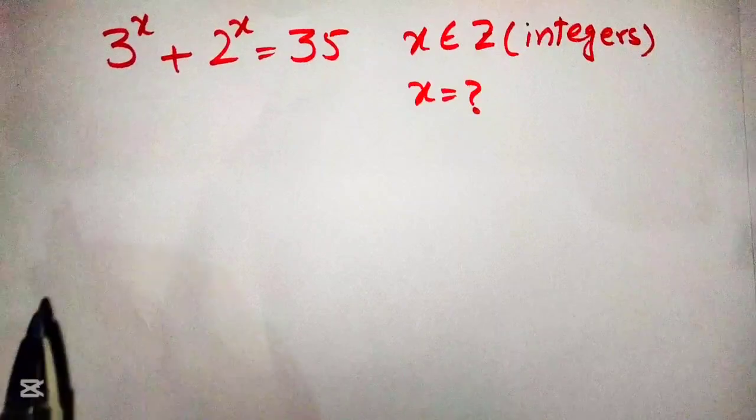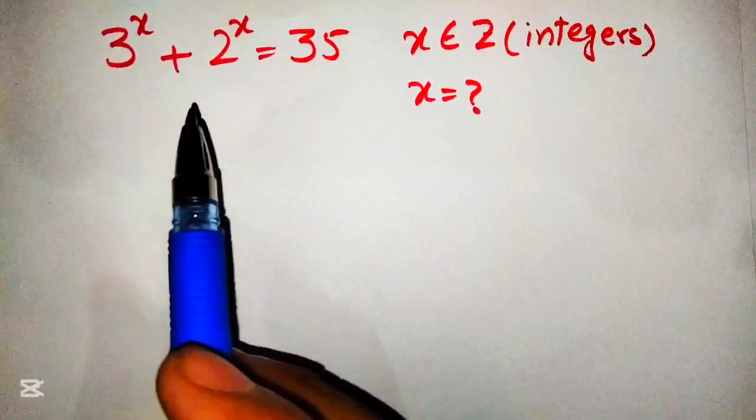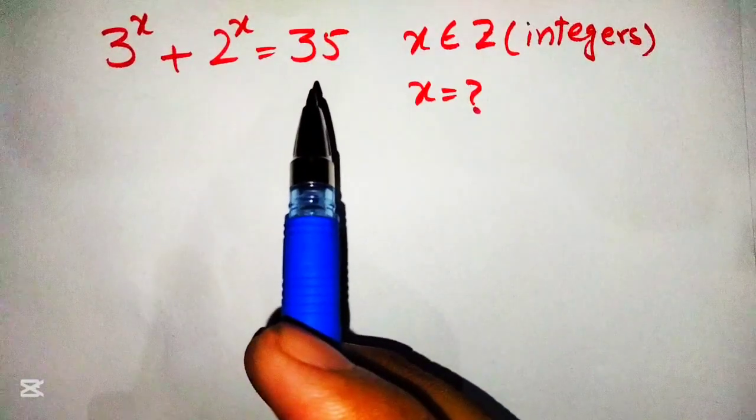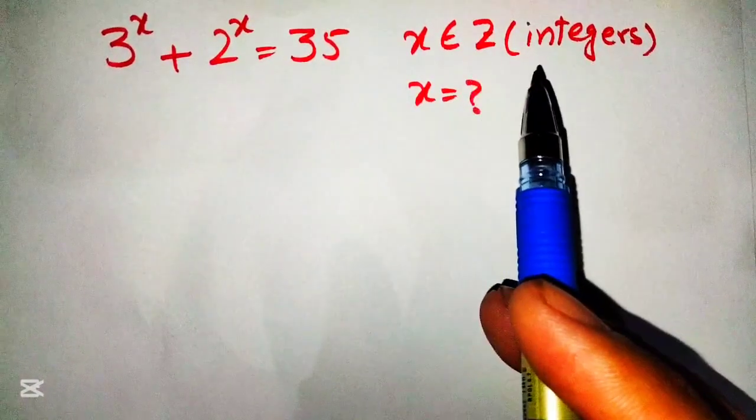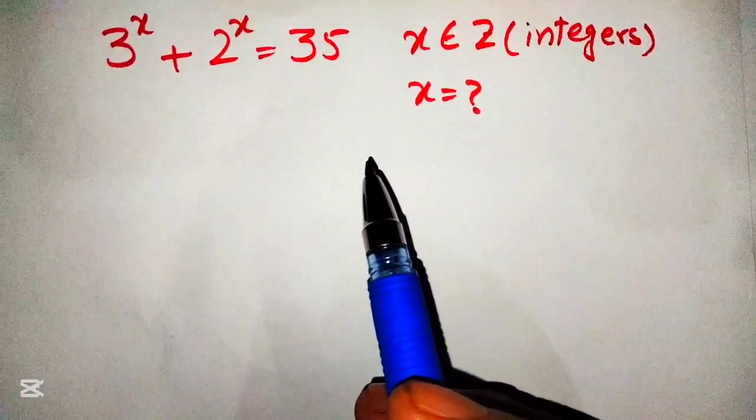Today we are going to solve a very interesting exponential equation which is given as 3 raised to power x plus 2 raised to power x is equal to 35, where x belongs to integers and we have to find the value of x. So let's start the solution.